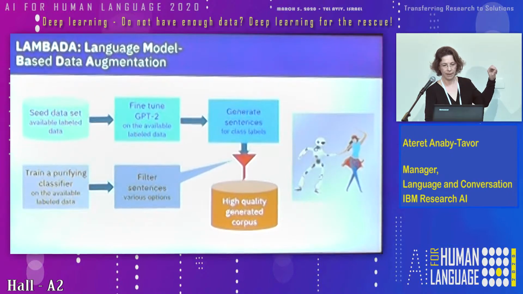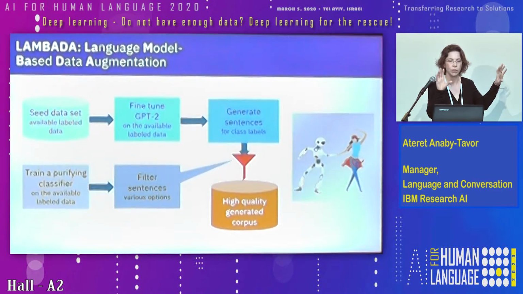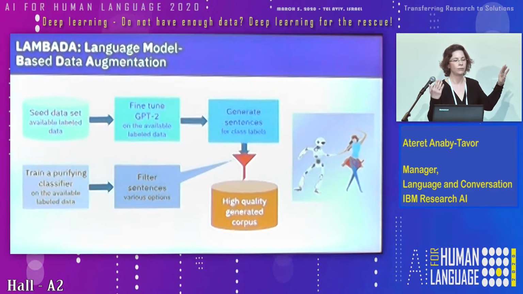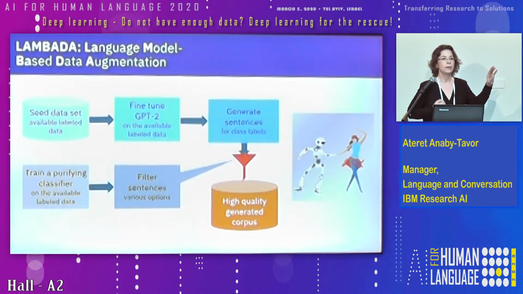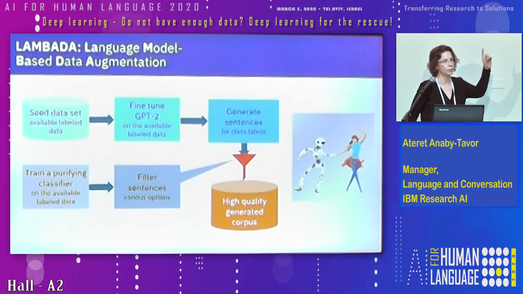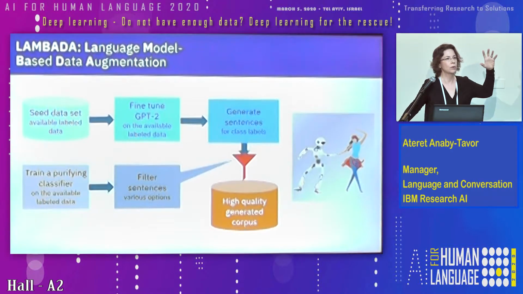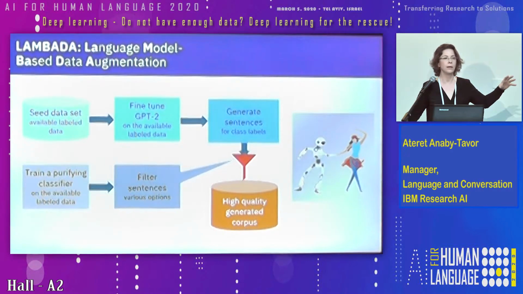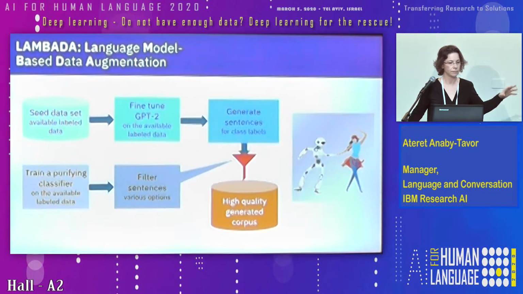But this is important, that was the structure of the seed data set, of the training set. And then we generated sentences for each class. Many sentences generated for each label. So at the end of the generation process, we have a huge corpus with weakly labeled sentences.